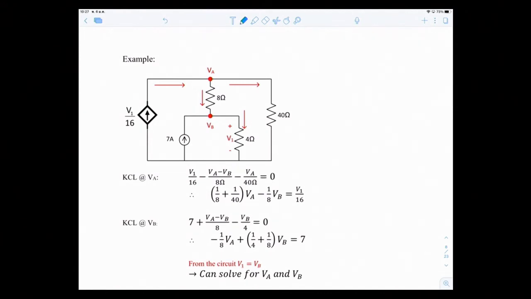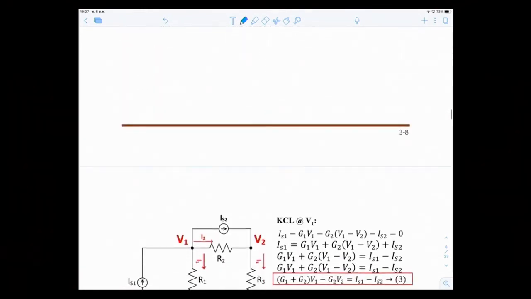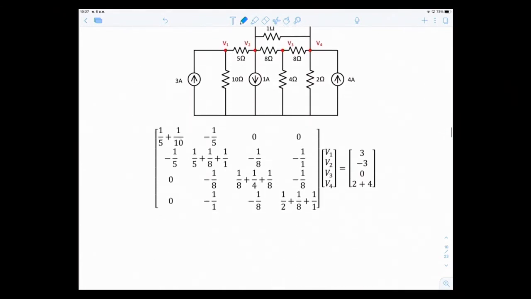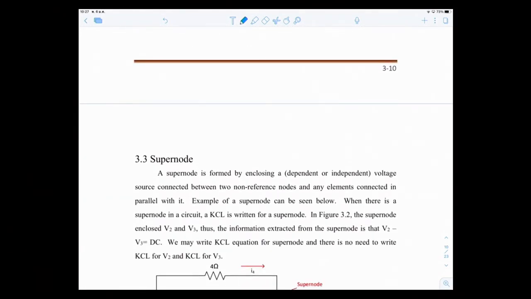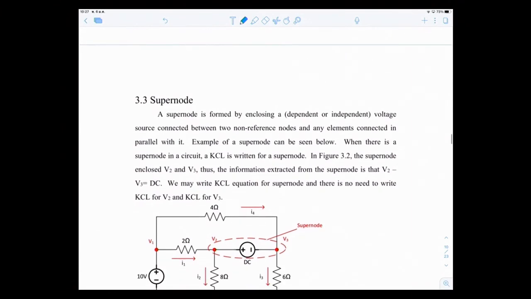Now, this one has a dependent source, V1 over 16, as a current source. So this is a voltage-controlled current source, and you may need a little more time to solve it. This is something we can do later when we meet in class. Let's move on to the next one, the supernode.